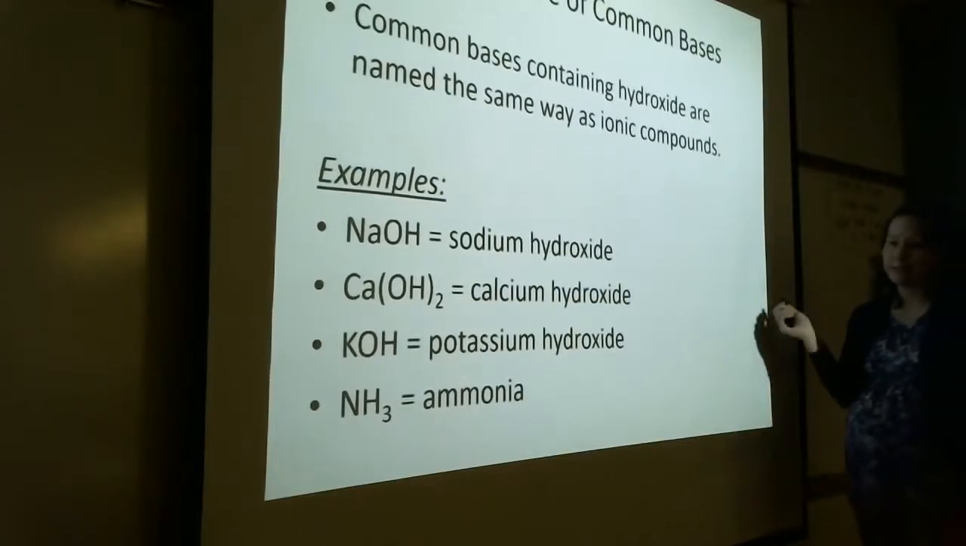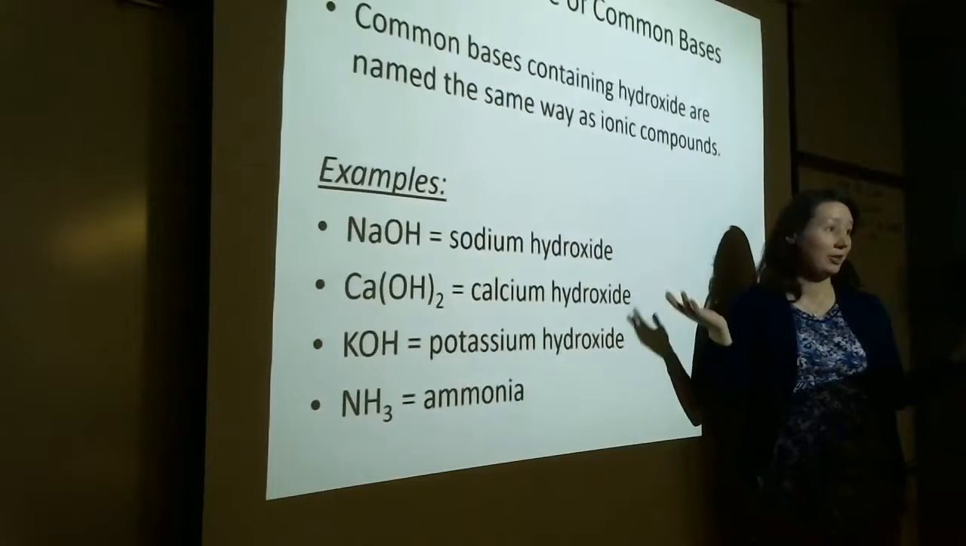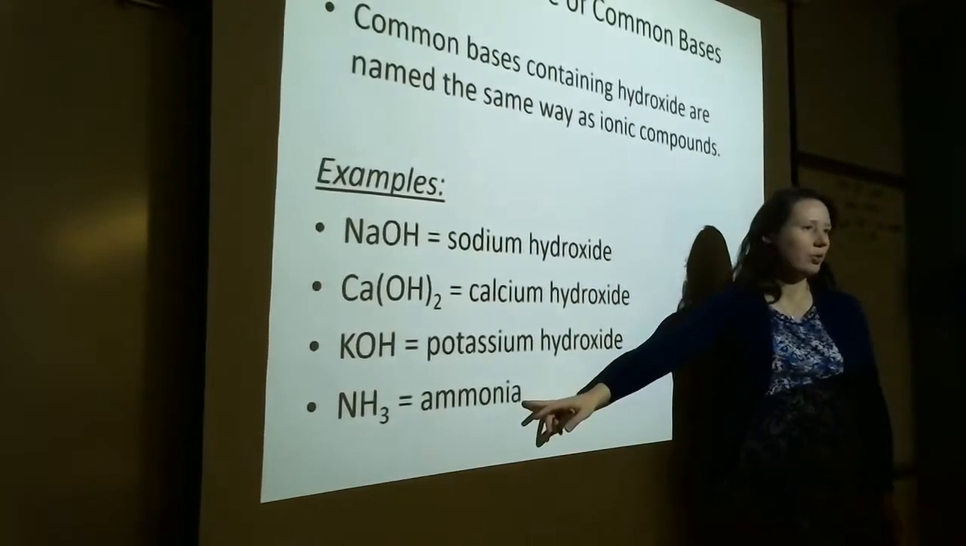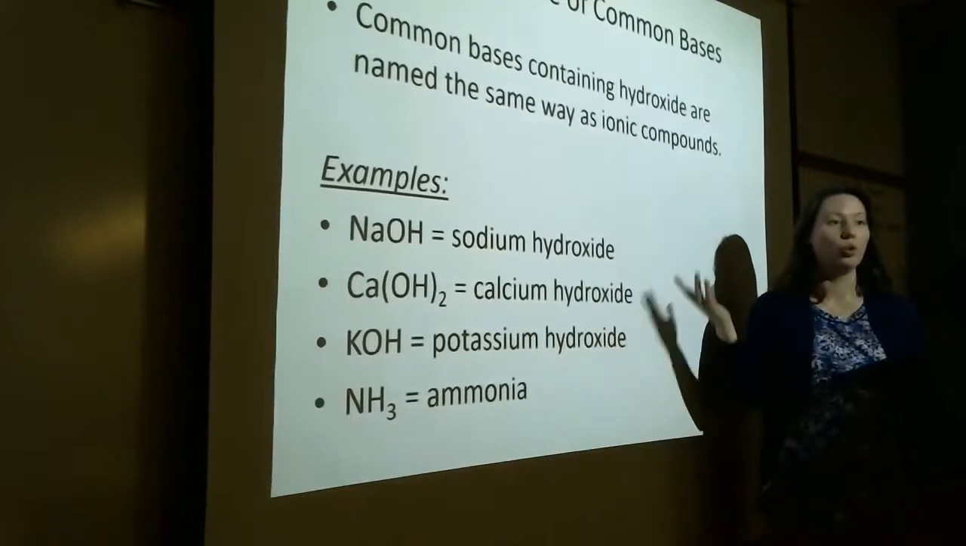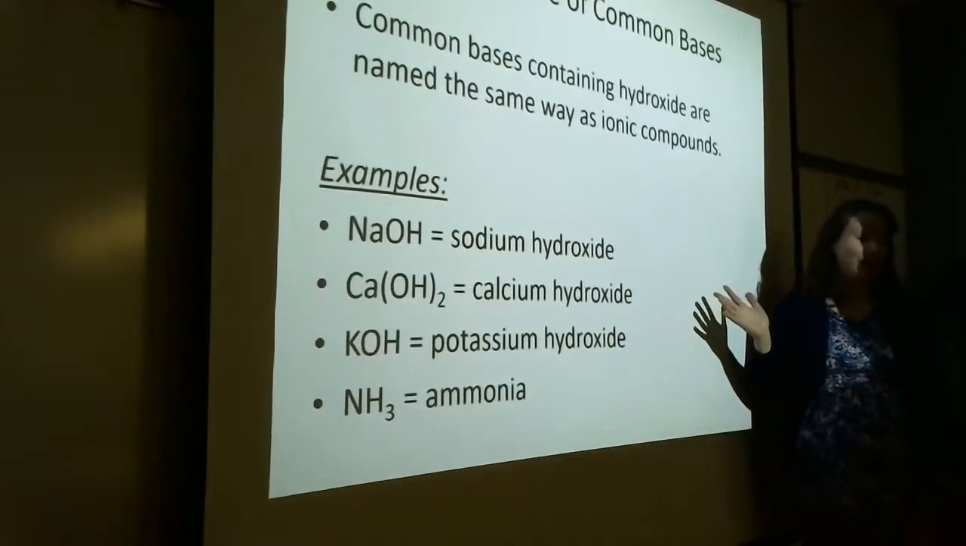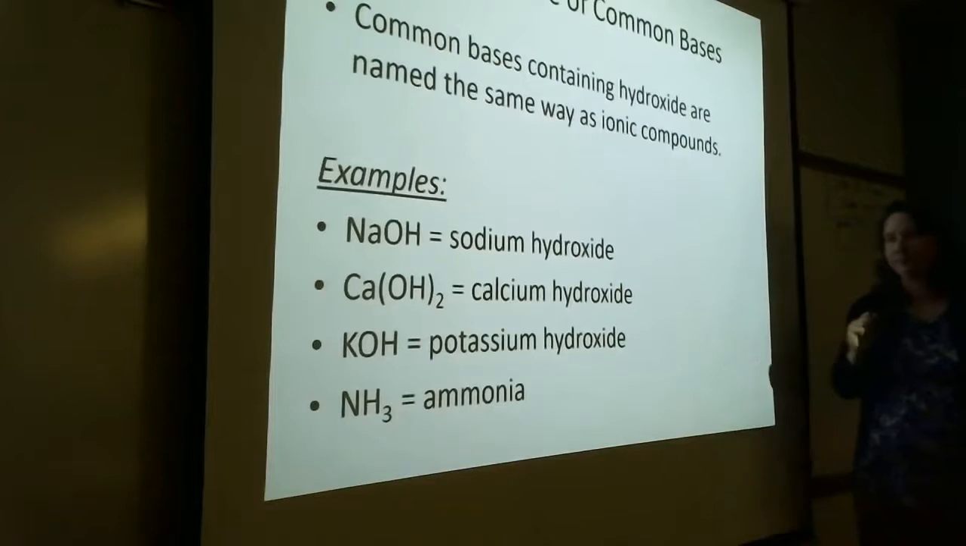Now, when we name bases, naming bases is no different than rules you already know, okay? So, for instance, potassium hydroxide, ammonia, etc. There are no new rules that we're going to learn for naming common bases. So that's a nice break, right? You don't have to learn any new rules. You only have to learn new rules for acids.